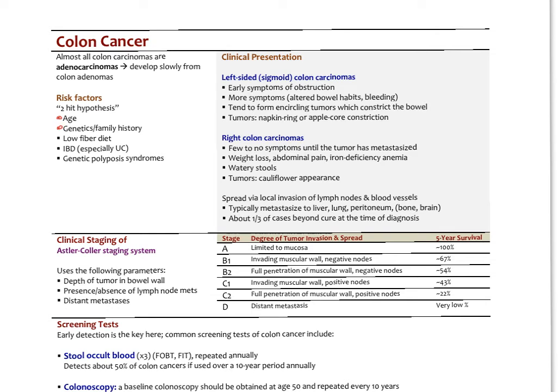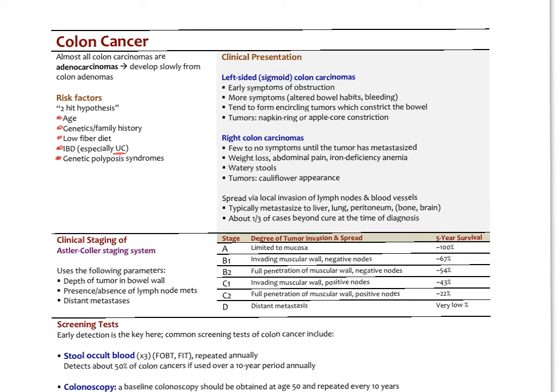There could be genetics here, low fiber diets, inflammatory bowel disease, especially ulcerative colitis, and then any of the genetic polyposis syndromes. So usually having a combination of these is what's going to really increase your risk for developing colon cancer. Now they're going to present differently.